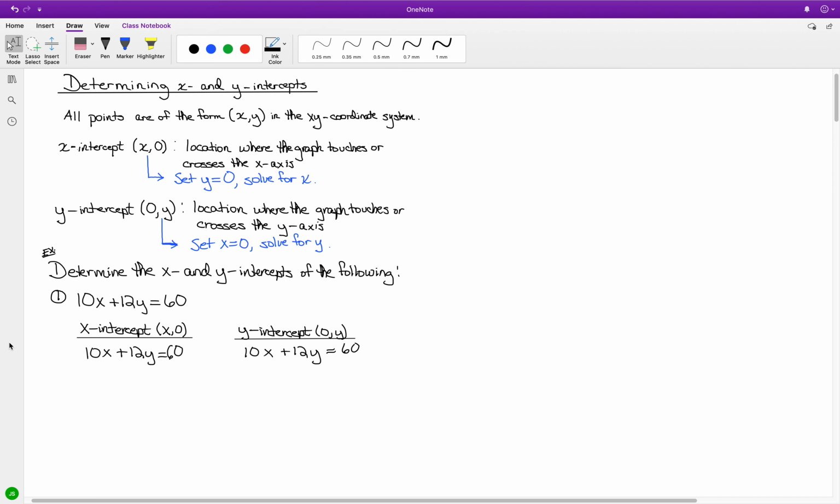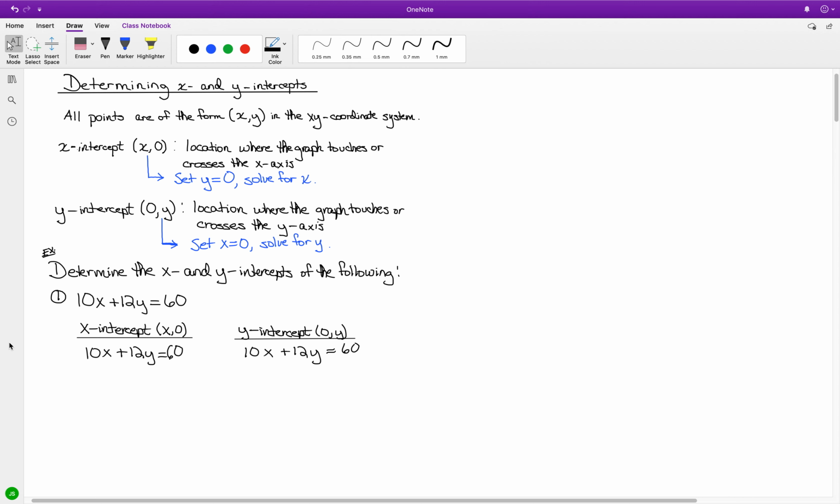In terms of the procedure, labeled in blue, in each equation that contains both x and y, we set y equal to 0 and then solve for x. For the y-intercept, the general coordinates are (0, y), and the y-intercept is the location where the graph touches or crosses the y-axis. In an equation, we set x to 0 and solve for y.